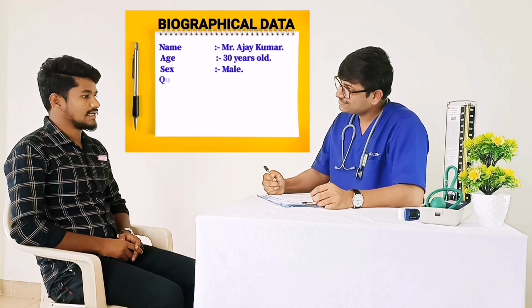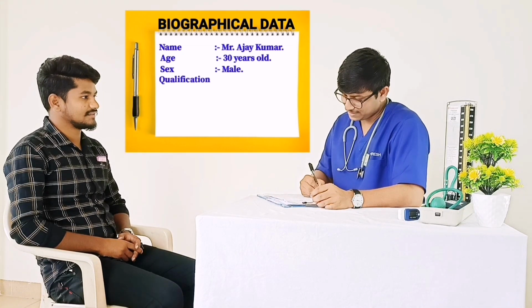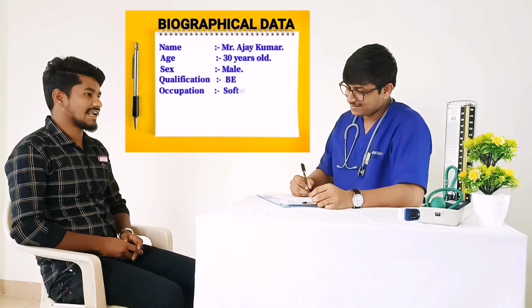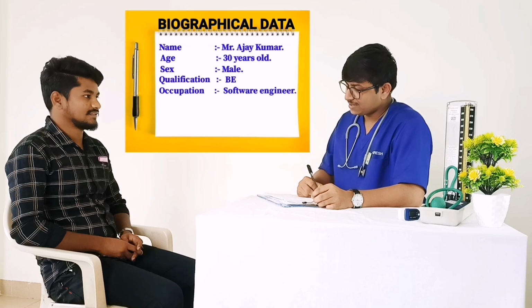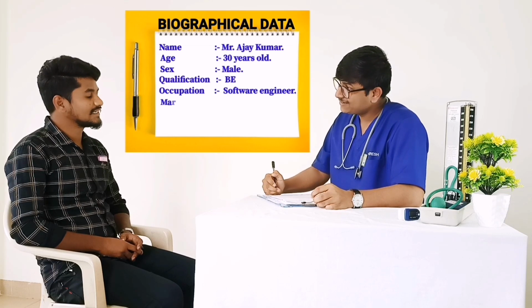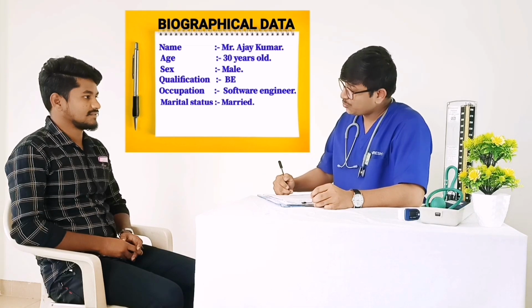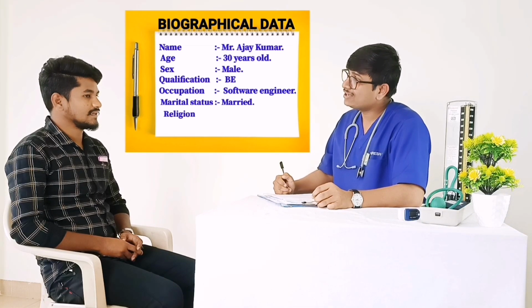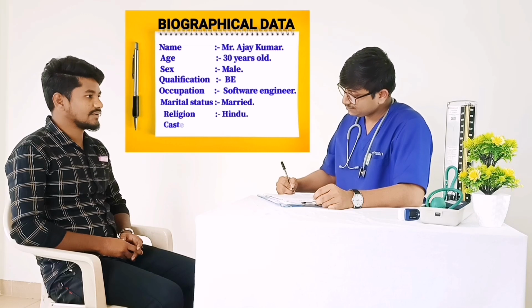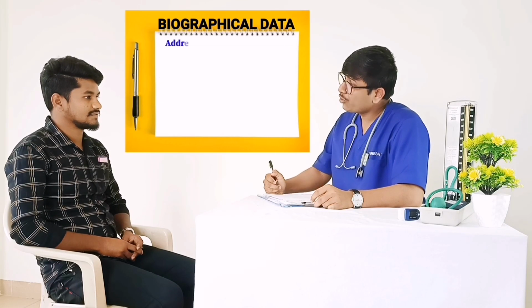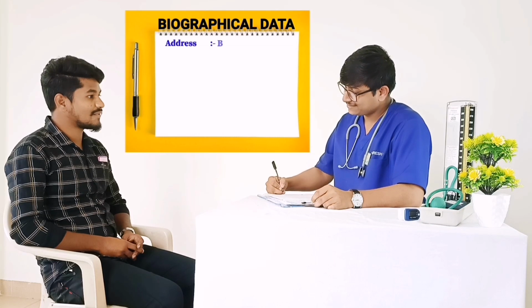What is your qualification? I am a graduate in engineering. That's great. What do you do for a living? I am a software engineer and I work in a company. That's excellent, sir. Are you married? Yes, I am married and I have 2 children. By the way, will you tell me which religion and caste you belong to? I belong to Hindu and my subcaste is Lingayat. Okay. May I know your residence address? I live in a small town known as Balkapur in Haveli.